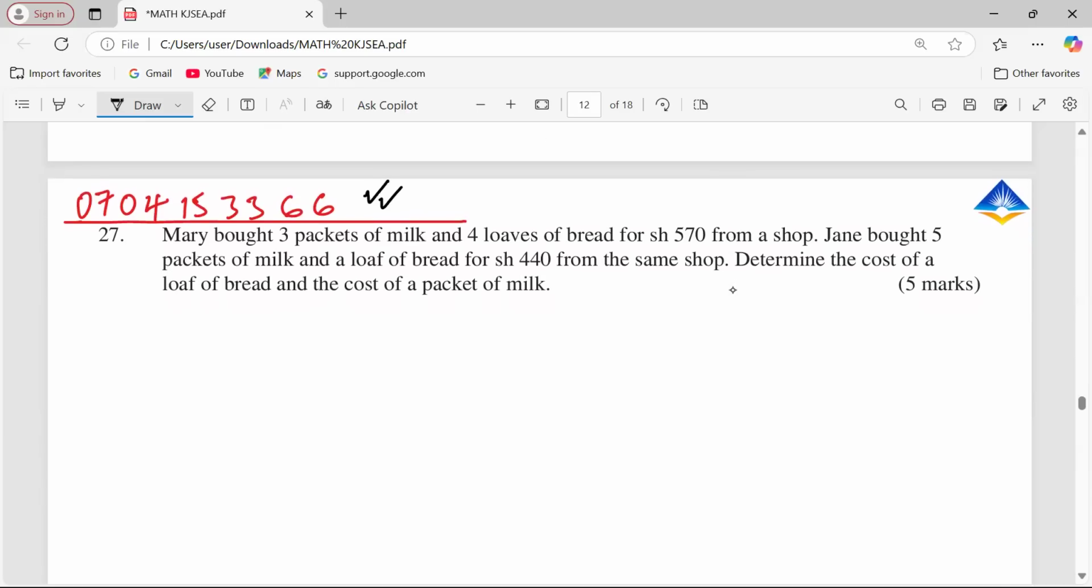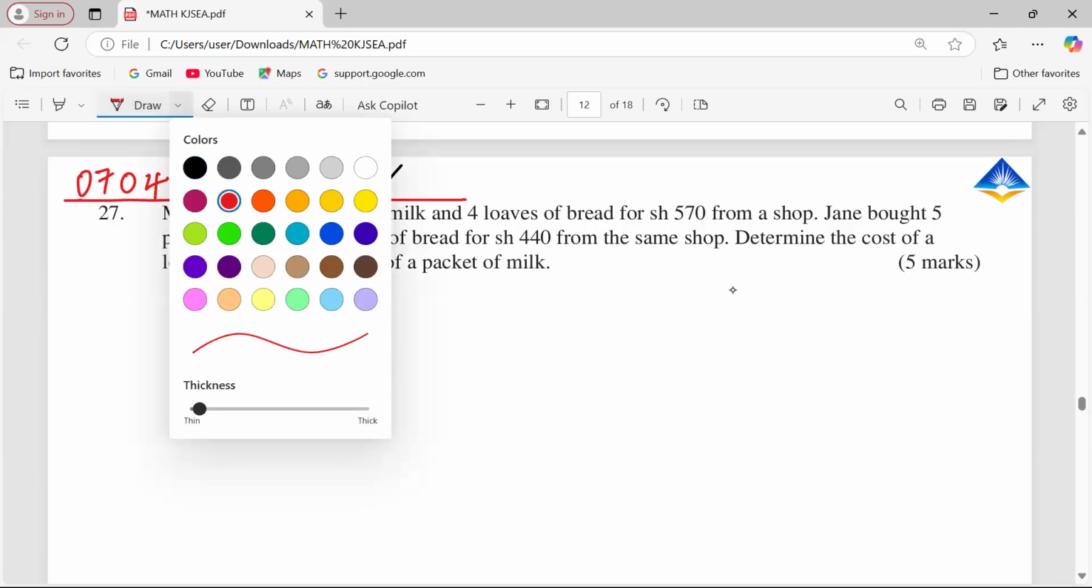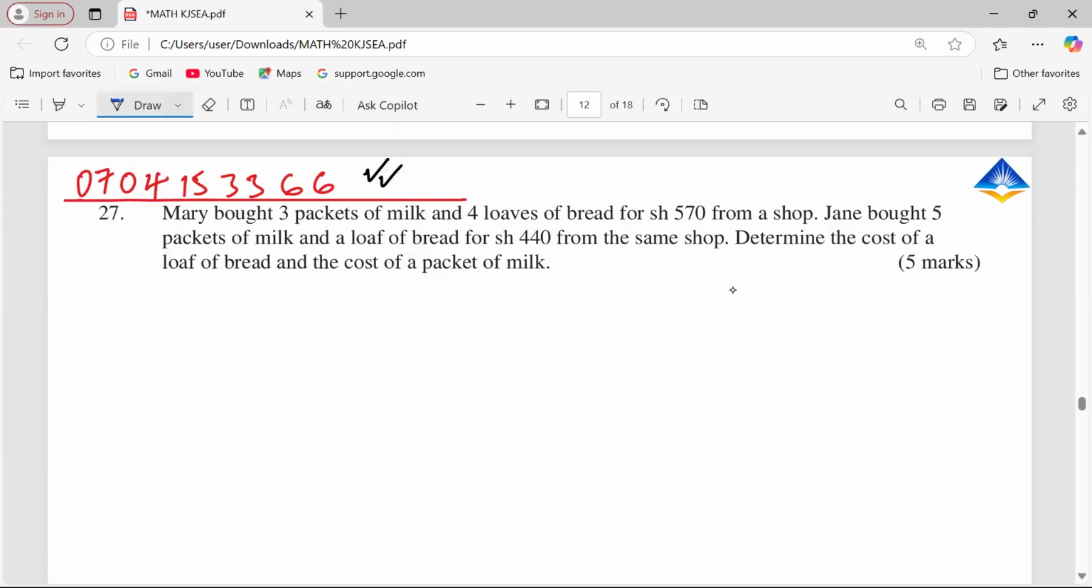27. Mary bought 3 packets of milk and 4 loaves of bread for 570 from a shop. Jane bought 5 packets of milk and a loaf of bread for 440 from the same shop. Determine the cost of a loaf of bread and the cost of a packet of milk from this particular shop. So let's form linear equations, which I suppose will be 2. Hence, we call them simultaneous equations for Mary and Jane from this shop.